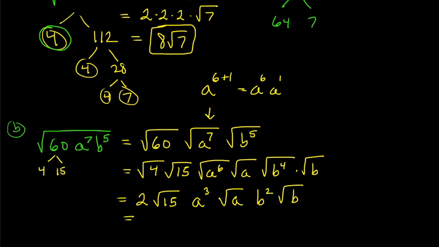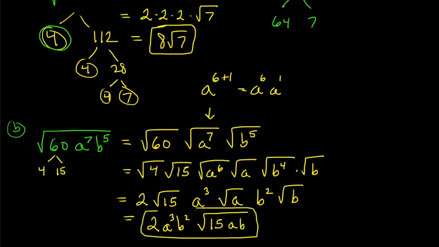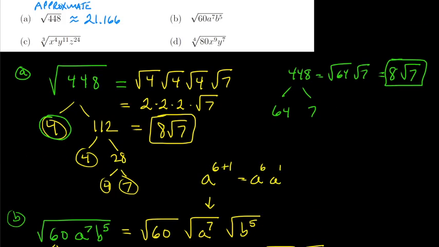So let's put everything that doesn't have a square root in front. So 2, a to the 3, b to the 2. And then everything with a square root at the end, and in fact we can just combine everything, 15ab. Okay, so that's how part B works. Part C, we have a cube root.